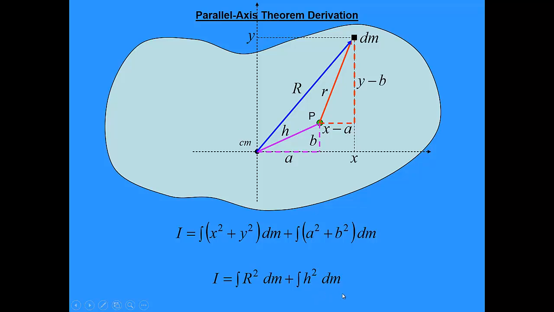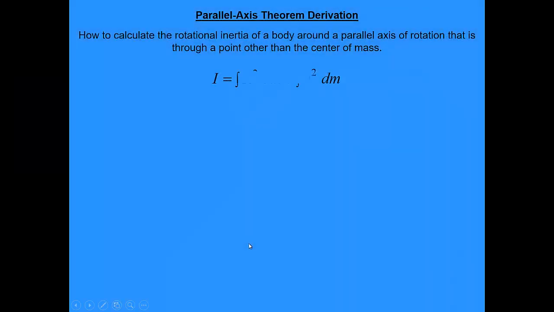And now look what we have left. We have the integral of R squared dm, capital R squared dm. Well, that's the integral of all the little mass increments around the center of mass. And since R squared is the distance from the center of mass to the mass increment, isn't this just the rotational inertia around the center of mass? With me so far? So this is the rotational inertia about the center of mass.